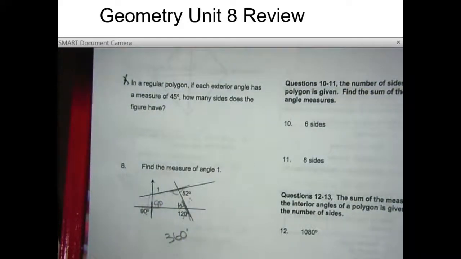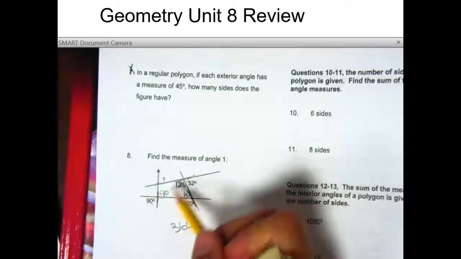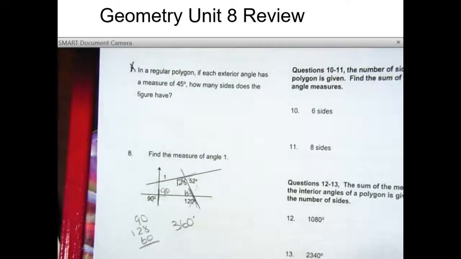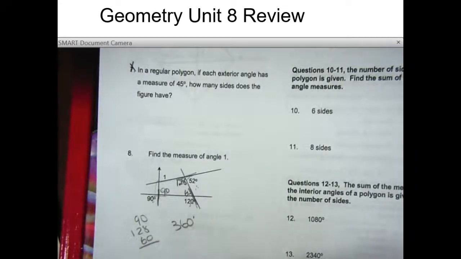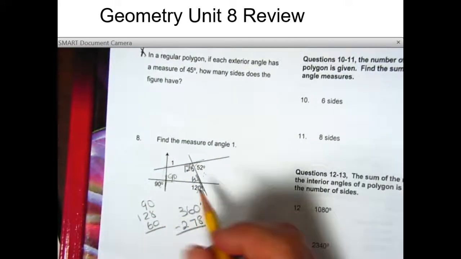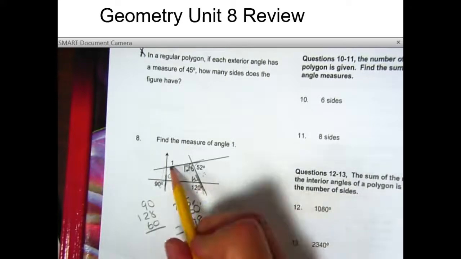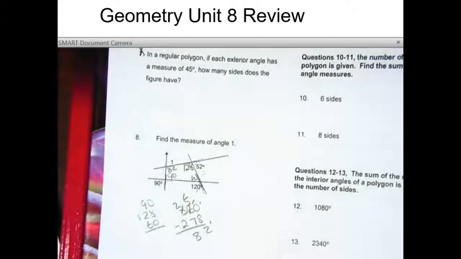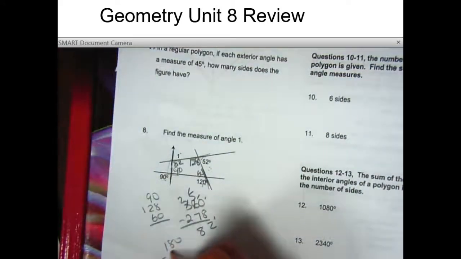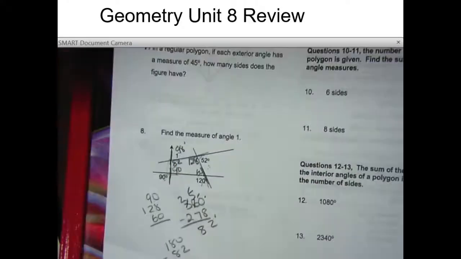Same thing here. This angle plus this one has to add up to 180. So if I take 180 minus 52, I'm going to get 128. So I have 3 of the angles: 60, 128, and 90. If we add those together, we get 278. All 4 of them have to add up to 360, so let's minus that, and I get 82 degrees. Now that I know that one's 82 degrees, I can minus that from 180 to get angle 1. 180 minus 82 is 98 degrees. So angle 1 is 98 degrees.